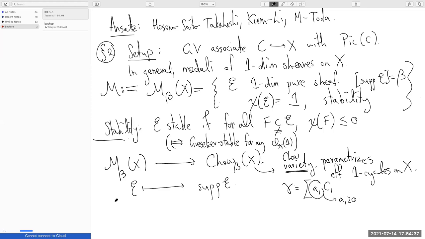So in particular, if I fix a point in the Chow variety corresponding to a smooth curve, its pre-image in this moduli space is exactly the degree g line bundles. But then if I have a much more complicated one cycle, the fiber of this map is going to be crazy. I'll try to give some examples.